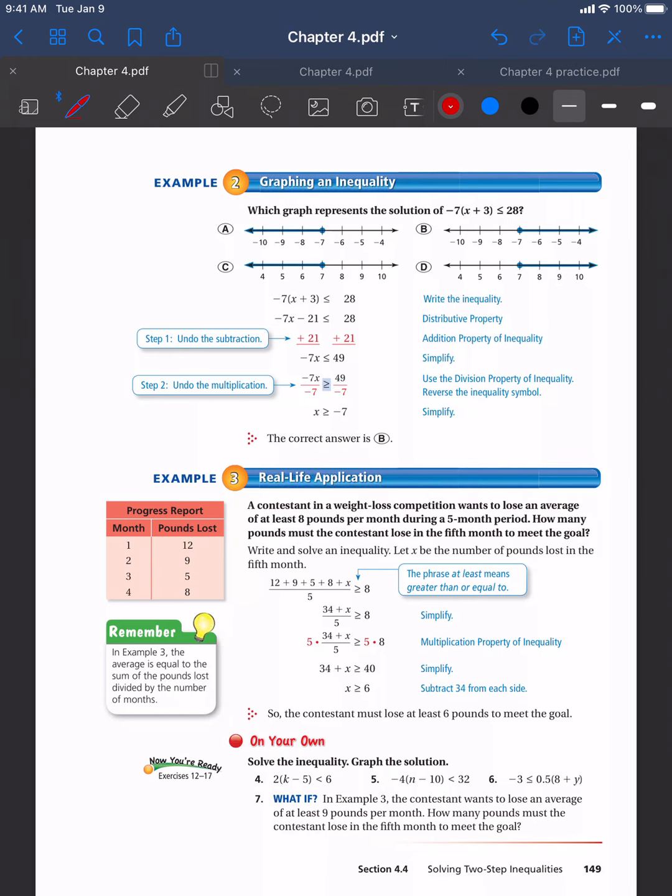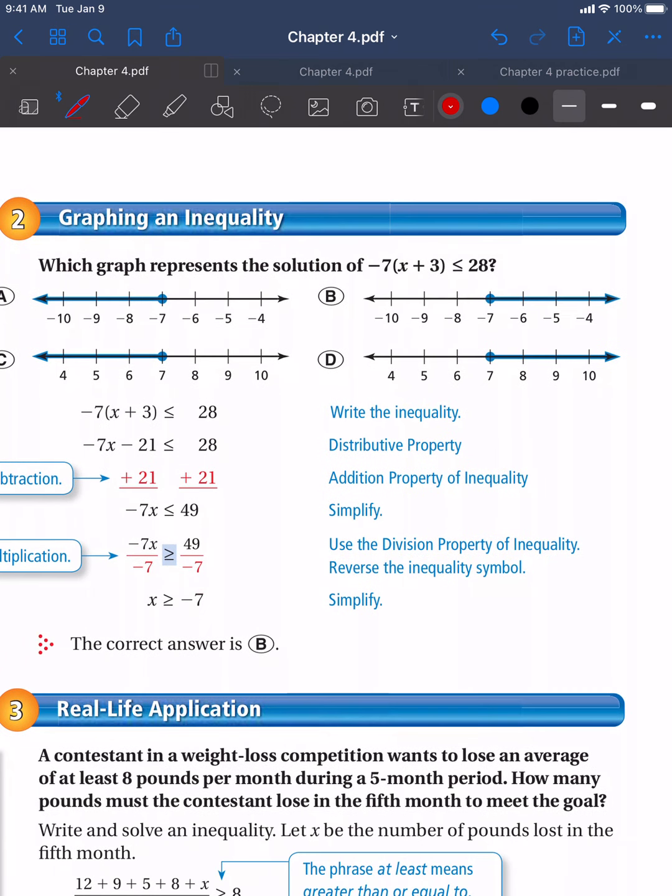Ooh, this is kind of fun. Look at example 2. You do not need to write this one down in your notebooks. I'd prefer if you just followed along with it, okay? This one's fun. Which graph represents the solution of this? First, I need to solve this, correct? I can't graph anything if my variable is not by itself, right? So I need to get x all by itself before going and finding out which graph it is, correct?